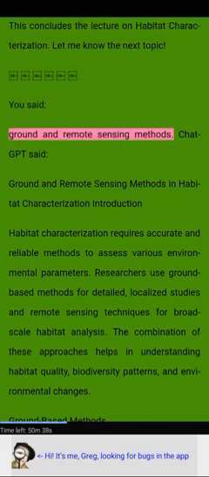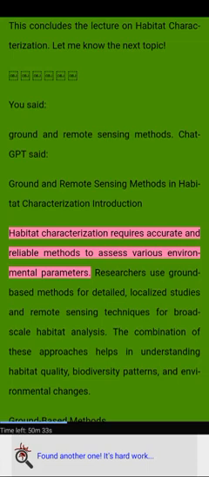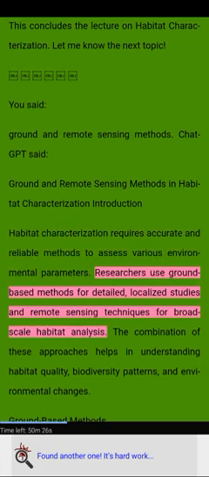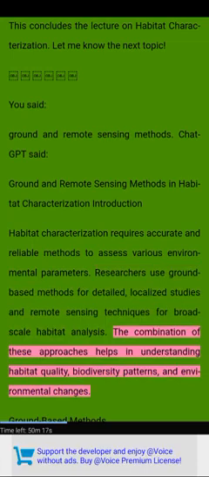Ground and remote sensing methods. Ground and remote sensing methods in habitat characterization: introduction. Habitat characterization requires accurate and reliable methods to assess various environmental parameters. Researchers use ground-based methods for detailed, localized studies and remote sensing techniques for broad-scale habitat analysis. The combination of these approaches helps in understanding habitat quality, biodiversity patterns, and environmental changes.